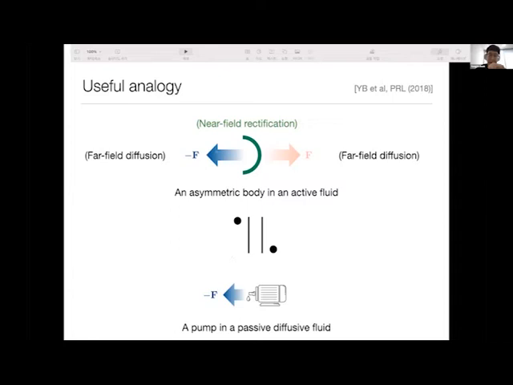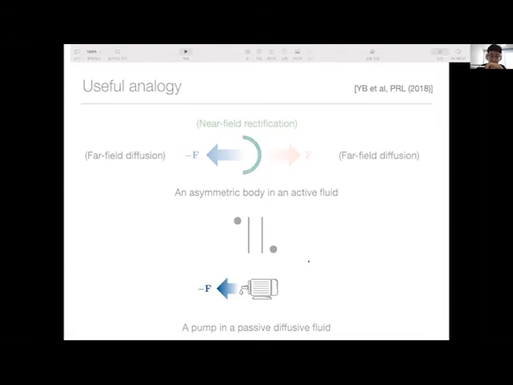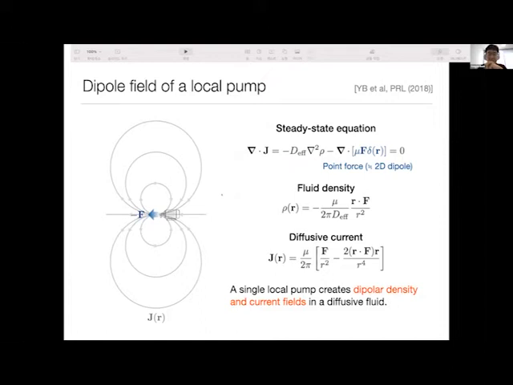Now, if the particles move to the far field locations, and when they start to lose the information about where they were swimming originally, then there will be diffusion in the far field. So this object in an active fluid is essentially like a pump in a passive diffusive fluid. So you can use this analogy to derive some conditions about how this active ideal gas will be distributed in the steady state if you just keep this body here for some time.